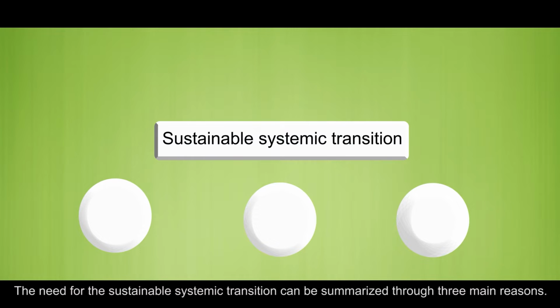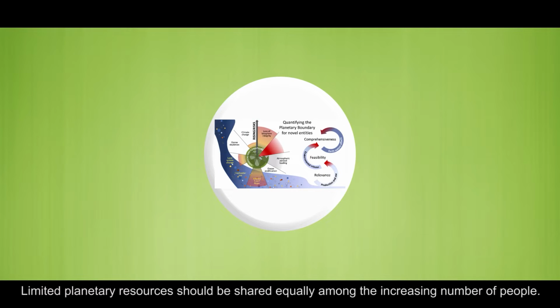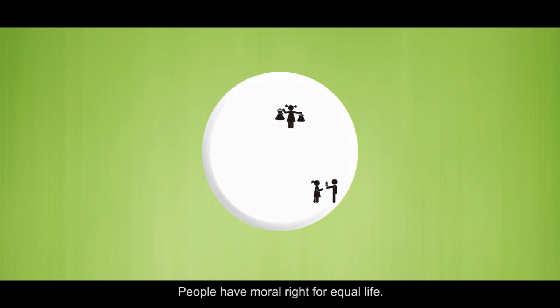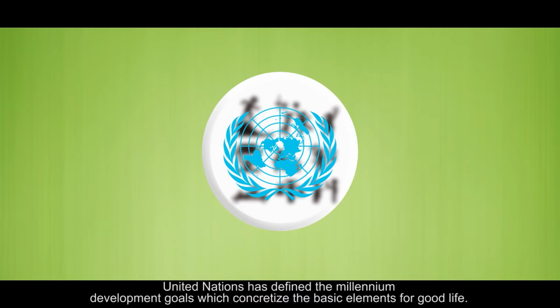The need for the sustainable systemic transition can be summarized through three main reasons. Limited planetary resources should be shared equally among the increasing number of people. The safe boundary level has been exceeded already in climate change, biodiversity loss, and biogeochemical flows. People have moral right for equal life. United Nations has defined the Millennium Development Goals, which concretize the basic elements for good life.